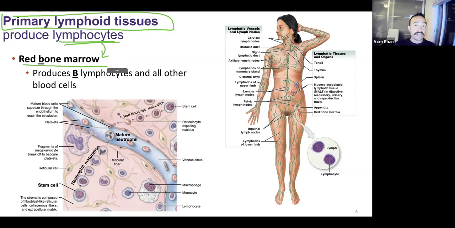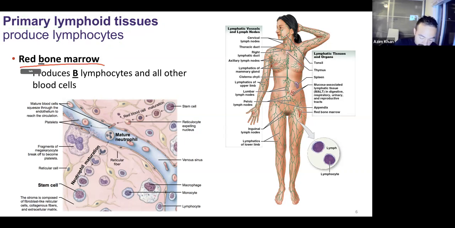Red bone marrow we can find in between trabeculae, in between spongy bone, mostly within flat bones, the ends of long bones, and the epiphyses. In red bone marrow, one major lymphocyte that you can produce, we haven't gone over types of lymphocytes, we are now, is called a B lymphocyte. You might see it called B cell, it's the same thing. B lymphocytes are produced here in red bone marrow.